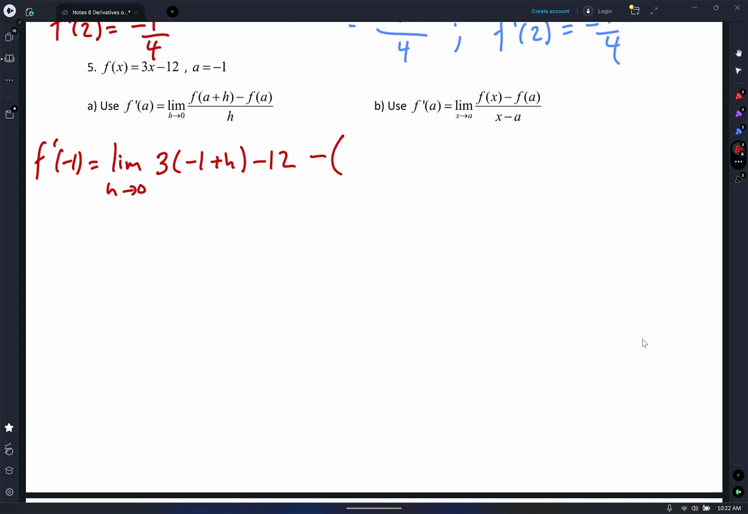Minus giant parenthesis. And I think we can do this, just type in one number. 3 times negative 1 is negative 3. And negative 3 minus 12 is negative what? So I'm going to put negative 15. Does everyone see how I got that number? From right here. 3 times negative 1 minus 12. No, you're good, miss. You're good. All this is over what?